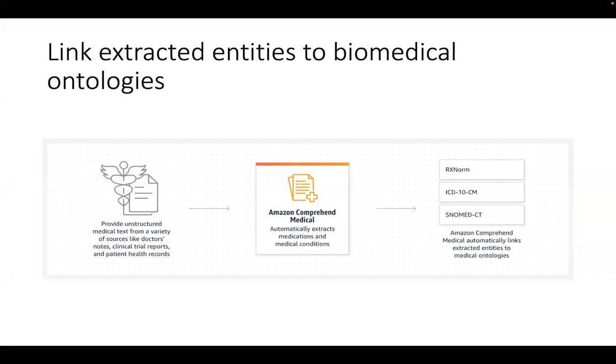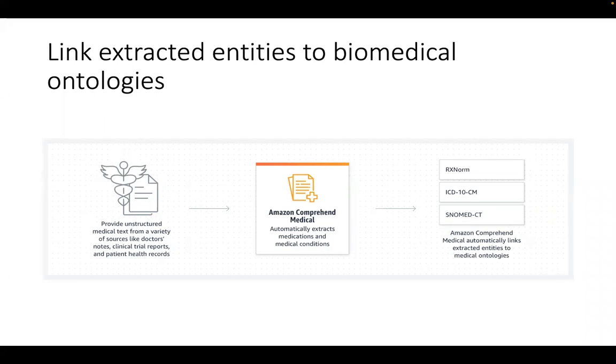These entities are also linked to specific biomedical ontologies by a different set of API from Comprehend Medical. The current set of ontologies that are available through the API are RxNorm for medications, ICD-10 for medical conditions, and SNOMED-CT as a comprehensive ontology for several different types of concepts.